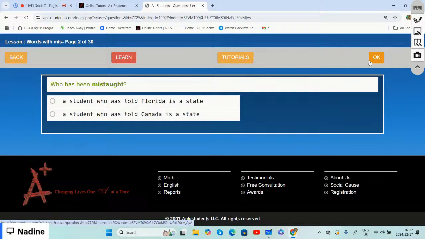All right. Who has been mistaught? Is it a student who was told Florida is a state, or a student who was told Canada is a state? Which one is correct?